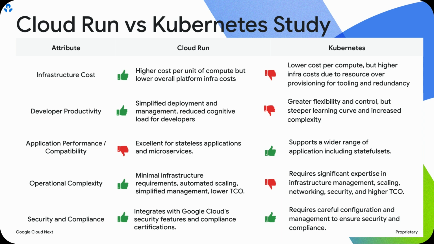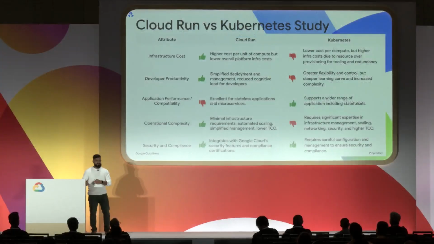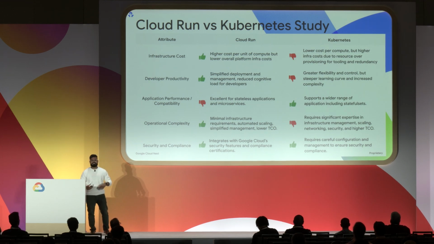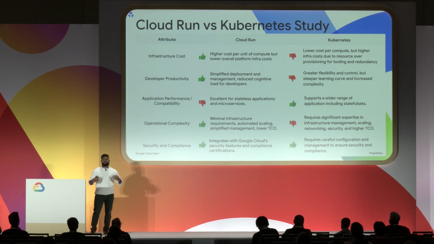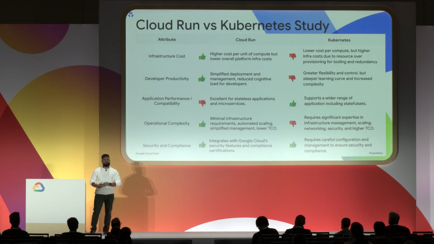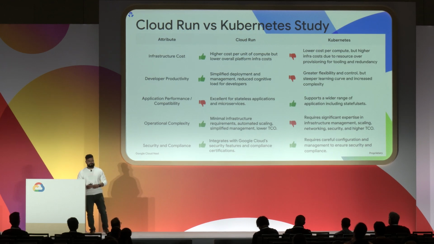First, infrastructure costs. Cloud Run does have a higher cost per compute initially, but as a banking organization, for redundancy purposes, we had over-provisioned our Kubernetes clusters to make sure that it was available in all zones across all regions. And the platform tooling required in order to run the Kubernetes clusters also took up a lot of extra costs. So when we did the study internally, we actually noticed that Cloud Run had a lower overall platform infra cost.